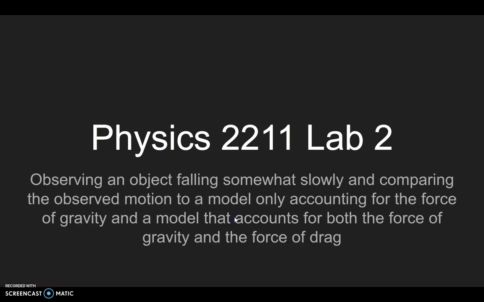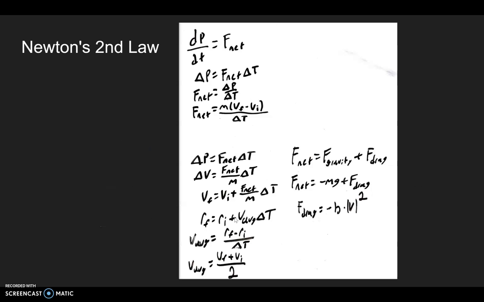The second lab in Physics 2211 was to observe an object falling somewhat slowly and compare these observations to two different computational models, one that only accounted for the forces of gravity and one that accounted for both the force of gravity and the force of drag.